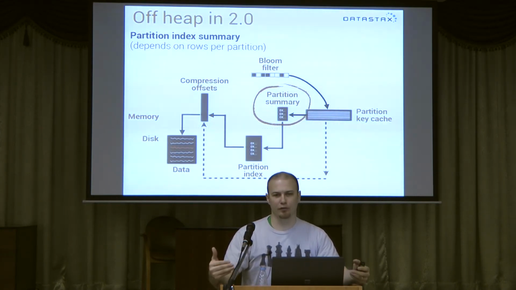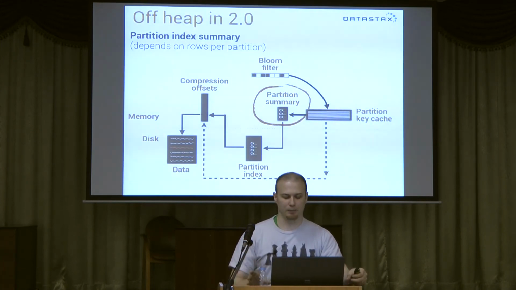So in particular, the Bloom filter, the compression offsets, and the partition summary are substantial amounts of memory. And so we've moved those off heap, and we manage those with reference counting so that we can free it when the SS table gets compacted.